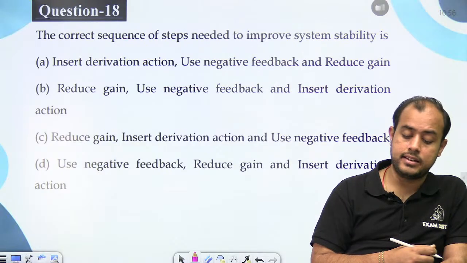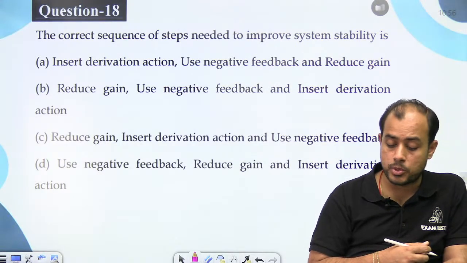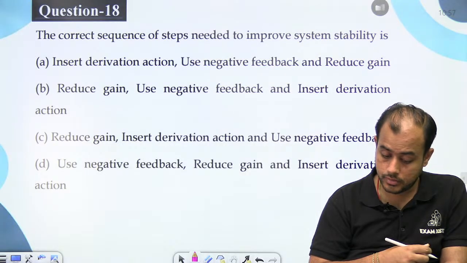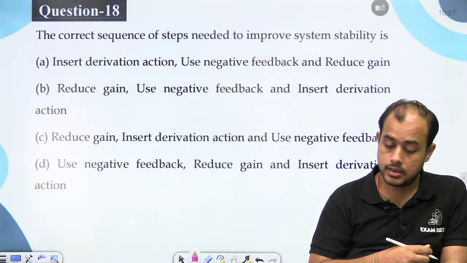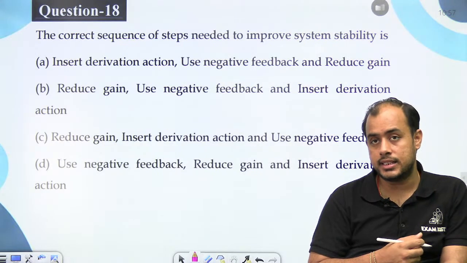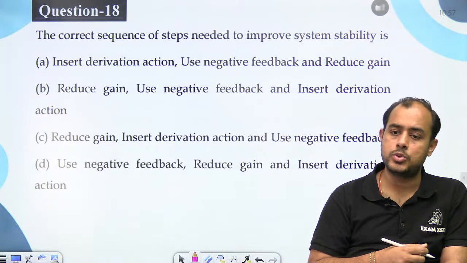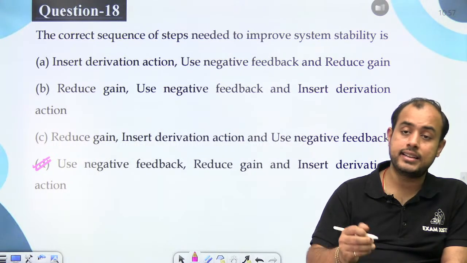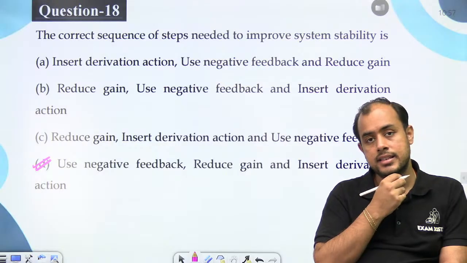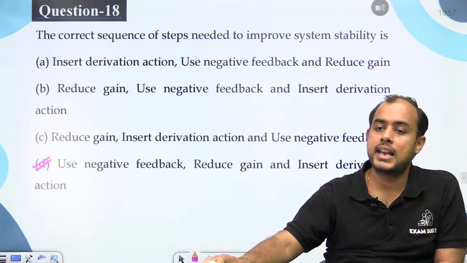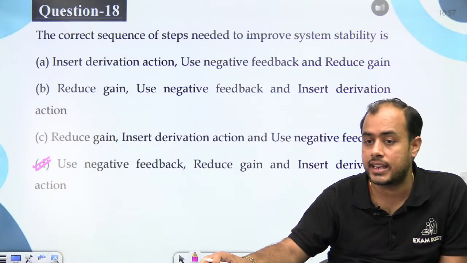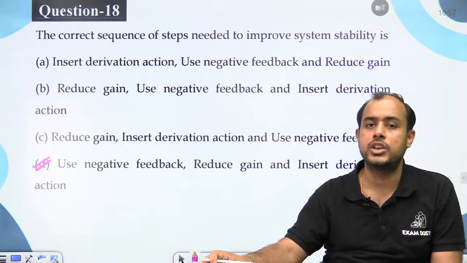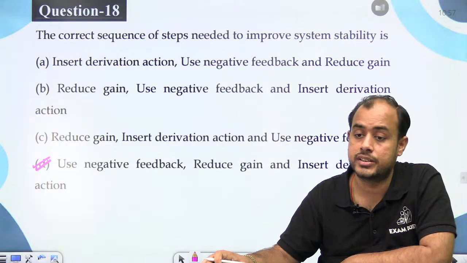ESE 2014, correct sequence of steps to improve stability. Basically, it is asking us to insert derivative action, reduce gain and use negative feedback. So use negative feedback, reduce gain, and then the last step should be insert derivative action. पहले आप नेगेटिव फीडबैक से देखिए स्टेबिलिटी बढ़ रही है क्या, इफ नॉट यूज रिड्यूस द गेन, स्टिल नॉट देन यूज द डेरिवेटिव एक्शन.